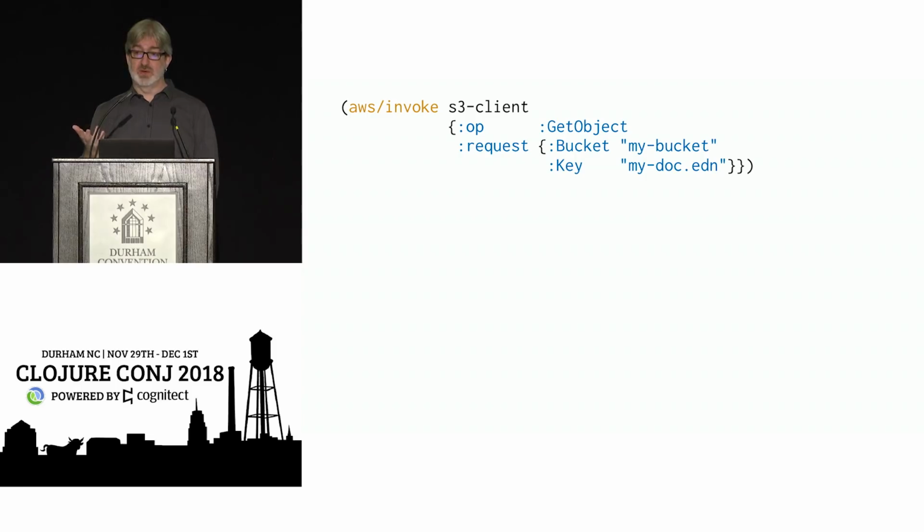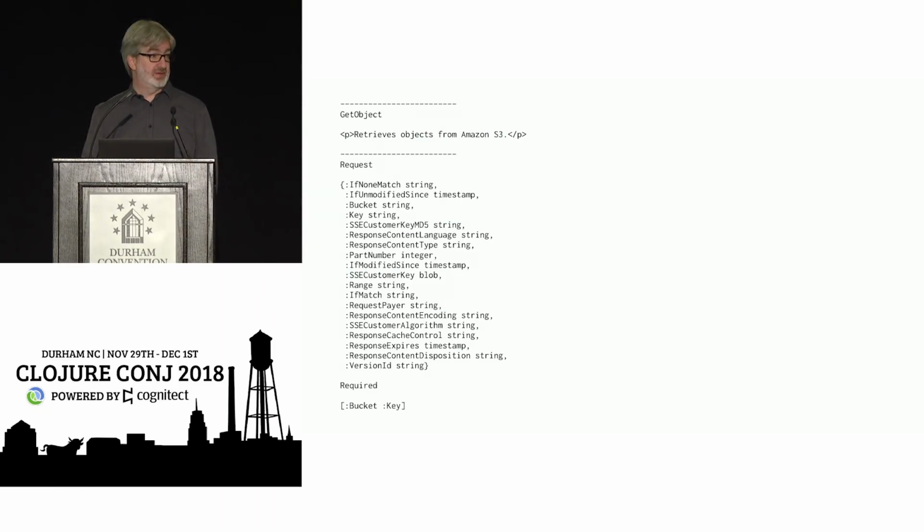And this is what the request ends up looking like for this. So in addition to the op key, we add a request key, and then you put the map of data which you built up because you knew what that all looked like. You can do this all in the REPL. You don't have to go anywhere to find this out.